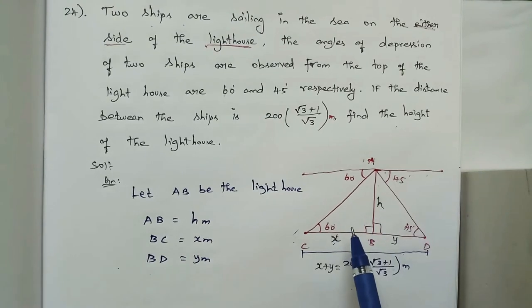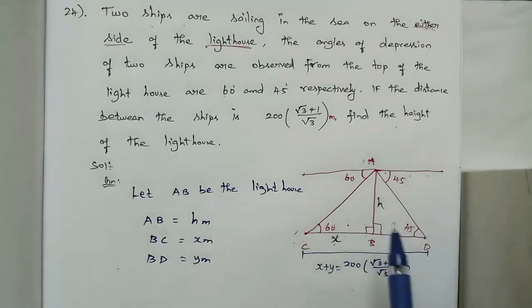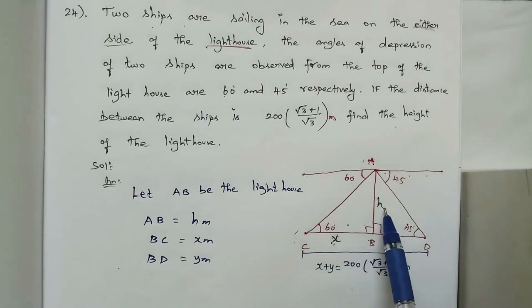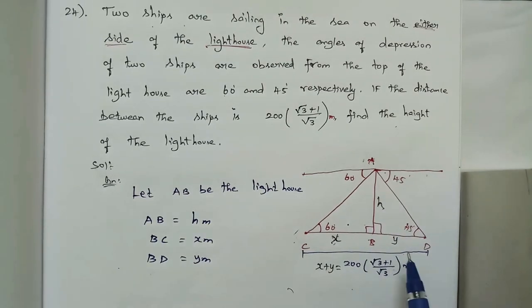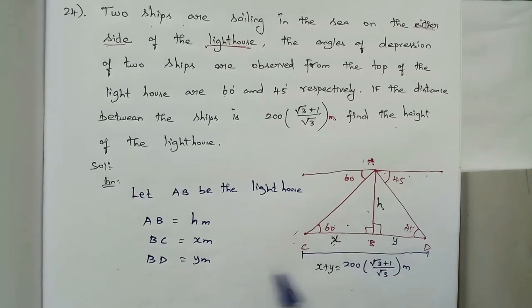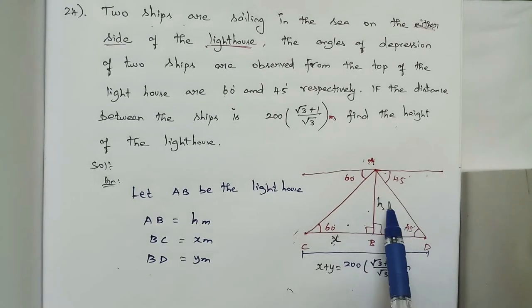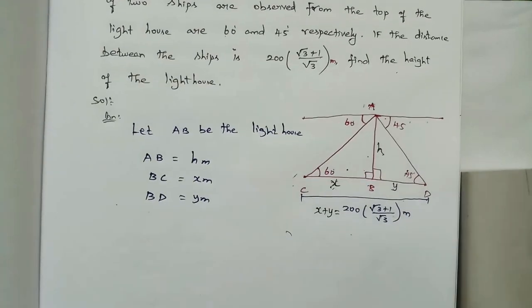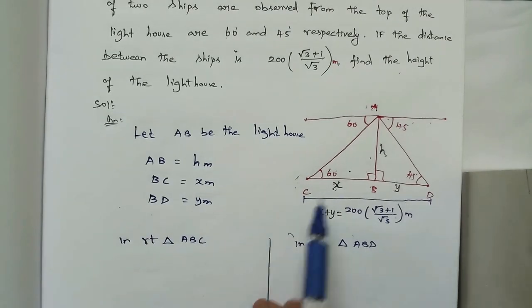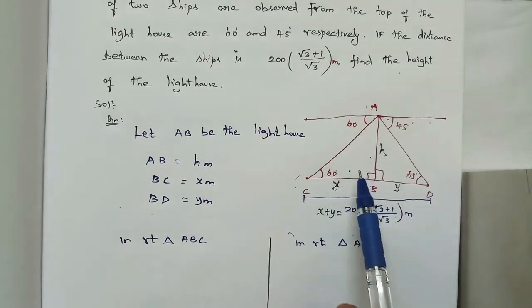First, while we are solving the first right angle triangle, we will find x in terms of h. Next, we will find the value of y in terms of h. Then we already know that x plus y is equal to some value. Just substitute and equate, and we will get the value of h. Understood? Okay. In right triangle ABC, right?